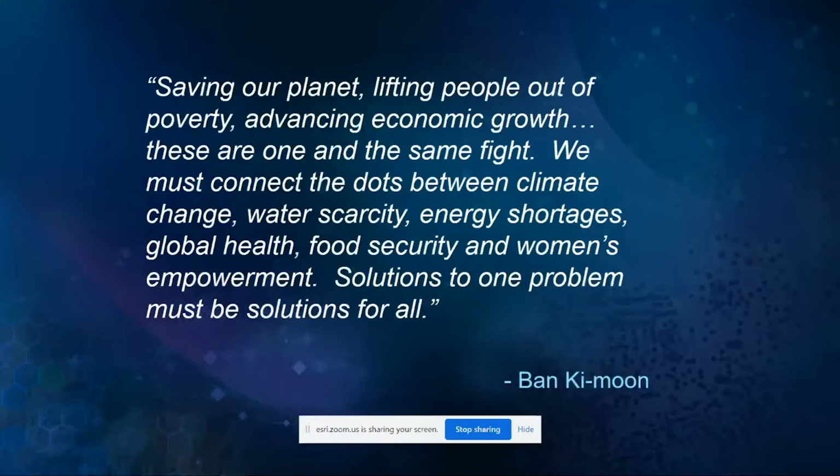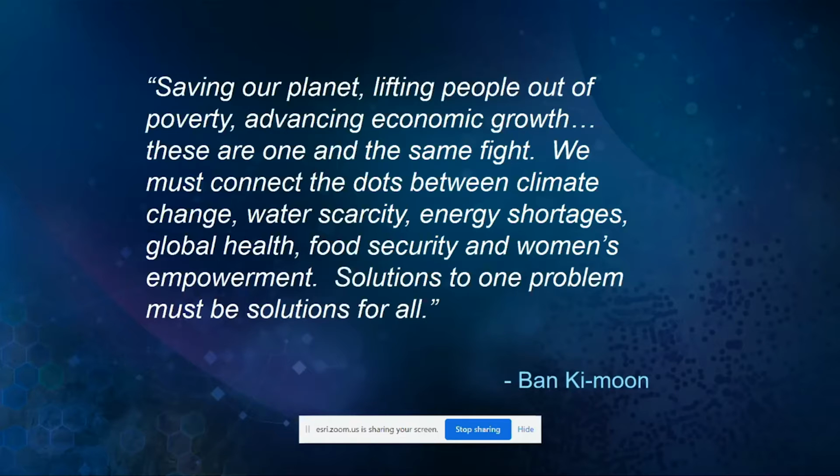I will start my presentation using the following quote from our previous Secretary General, Mr. Ban Ki-moon. "Saving our planet, lifting people out of poverty, advancing economic growth, these are one and the same fight. We must connect the dots between climate change, water scarcity, energy shortage, global health, food security, and women's empowerment. Solution to one problem must be solution for all."